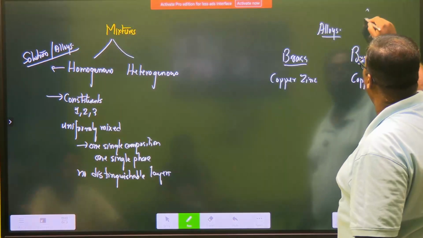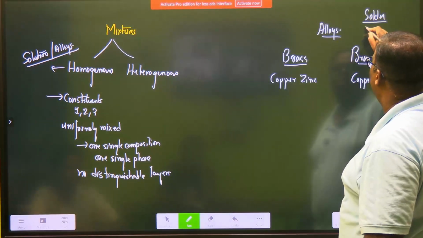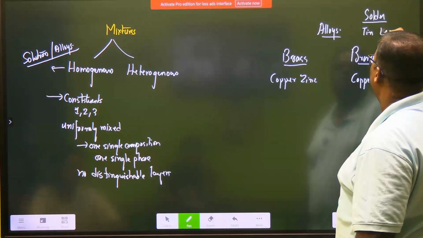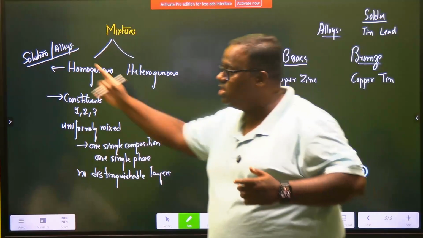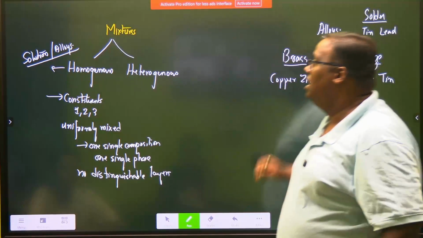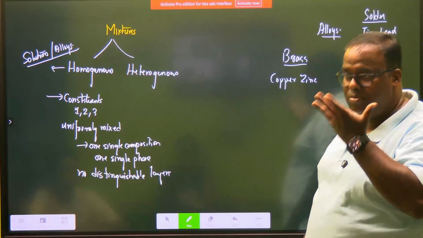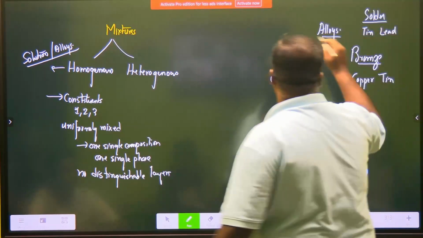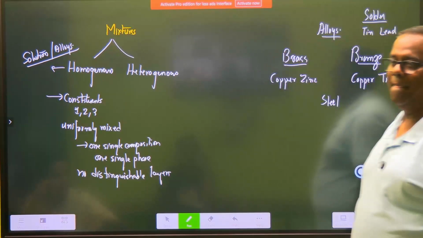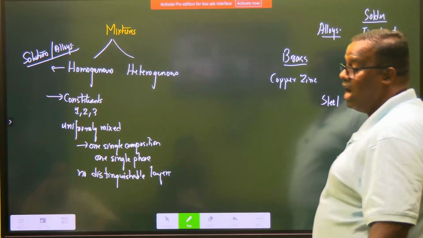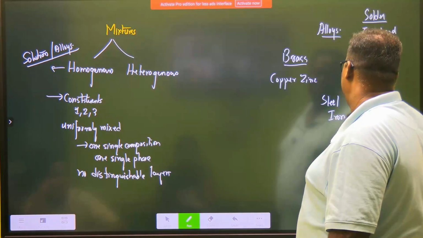Similarly, when you do soldering, the solder wire is an alloy. This is an alloy of tin and lead. But the interesting thing is, while solutions can be separated physically, alloys cannot be separated physically. Steel, the plate in which you eat, steel is an alloy. Can you tell me steel is an alloy of what? Iron and carbon.